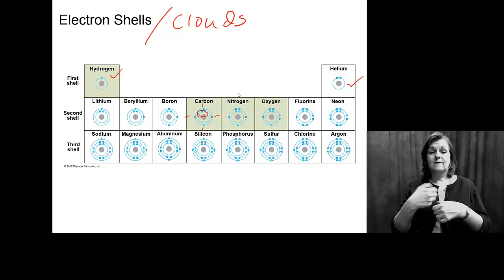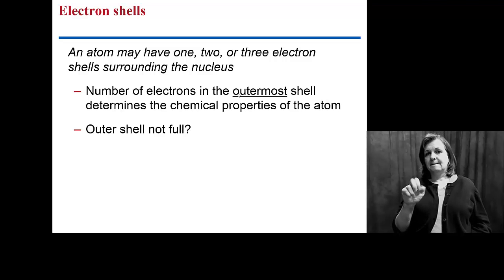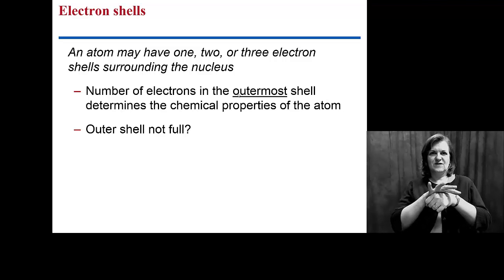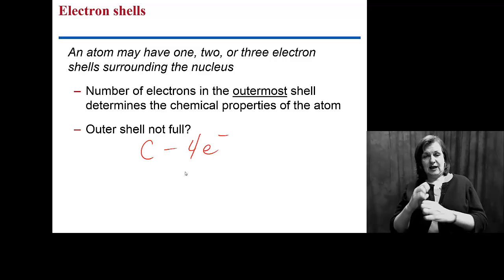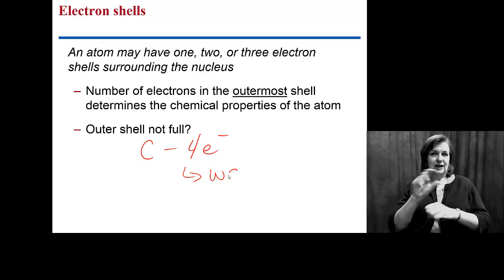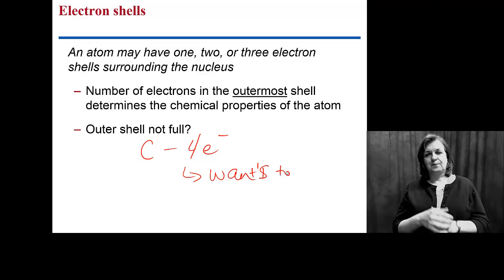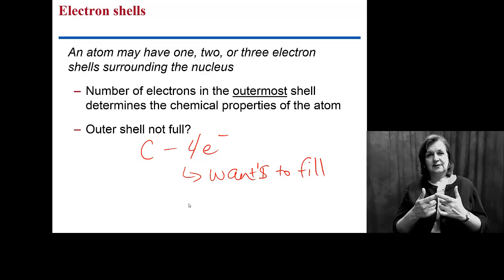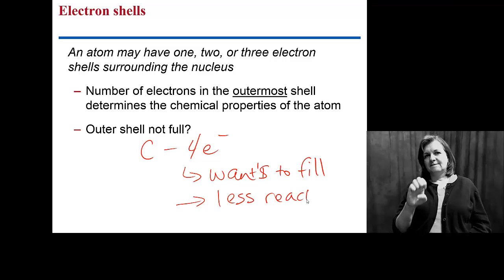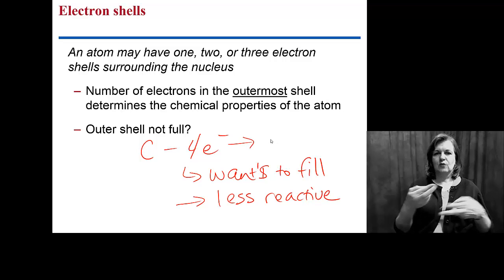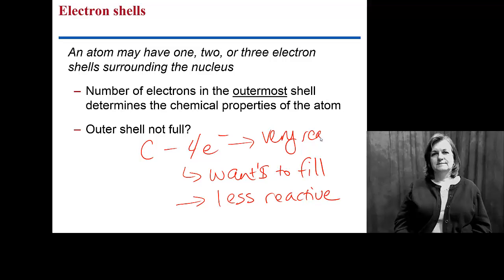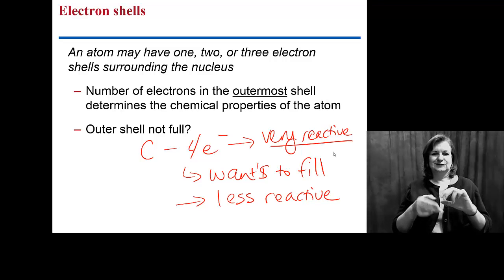This is chemical bonding or compound formations. What we really want to do is fill that outer shell. And if it's something like carbon with 4 electrons in the outer shell, it wants to fill that shell so that it becomes less reactive. So in its current state with 4 electrons in the outer shell, carbon is very reactive. So it's looking to achieve balance. You can think about it that way.